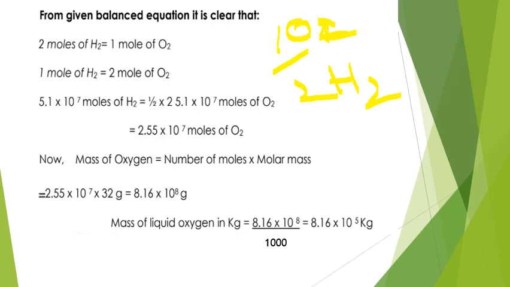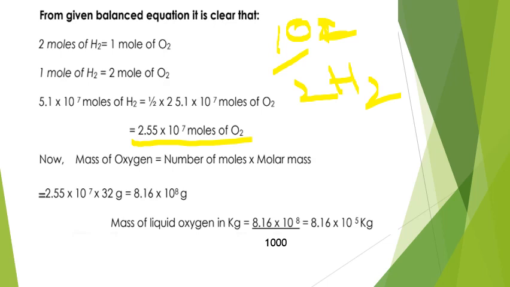Now, how much oxygen will be required if there are 5.1 × 10^7 moles of hydrogen? So, multiply this conversion factor with 5.1 × 10^7, right? The answer is 2.55 × 10^7 moles of oxygen. Now, you have to calculate the mass of the oxygen in the same unit as it is given. It was given in kilograms, so first convert it into grams and then into kilograms.